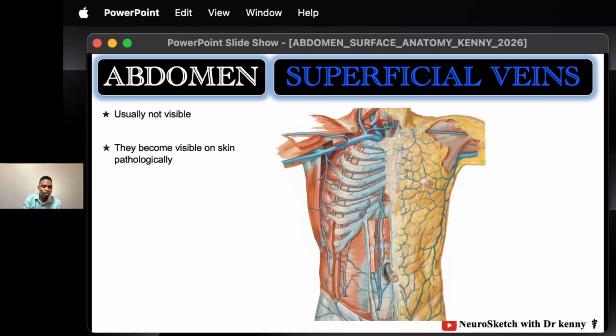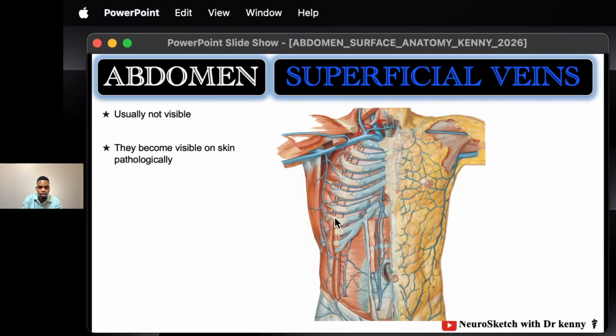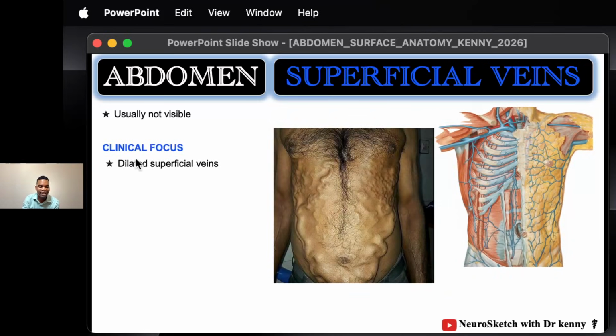So these are the superficial veins of the abdomen, and they are not supposed to be visible through the skin. Forget about the inferior superficial epigastric vessels; they can be visible, but the vessels around this region are not supposed to be seen on the skin. So what happens when they are visible like this? They become dilated. These are called the dilated superficial veins.